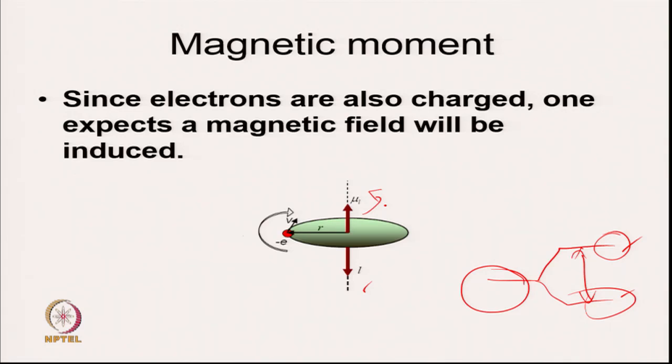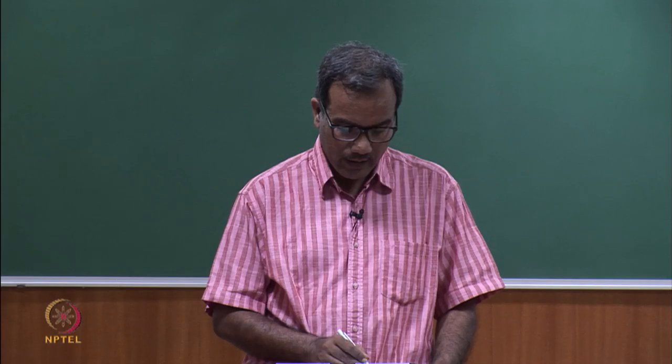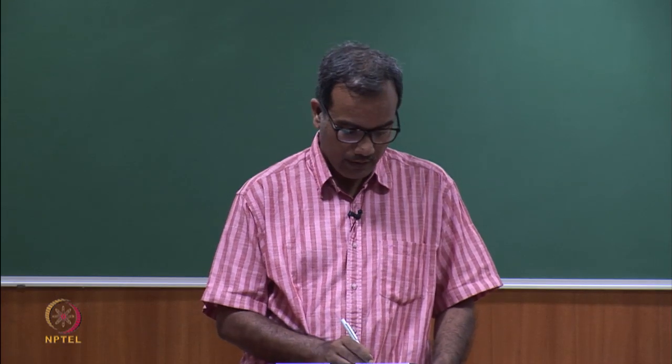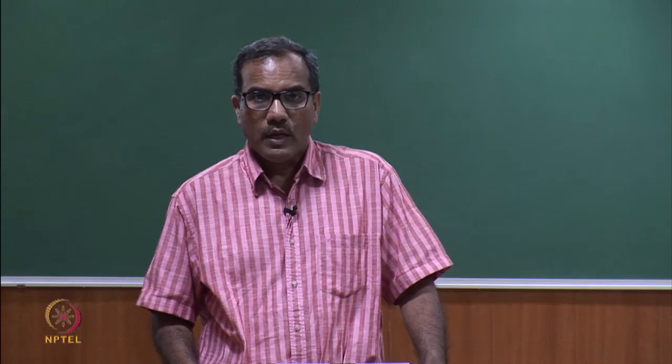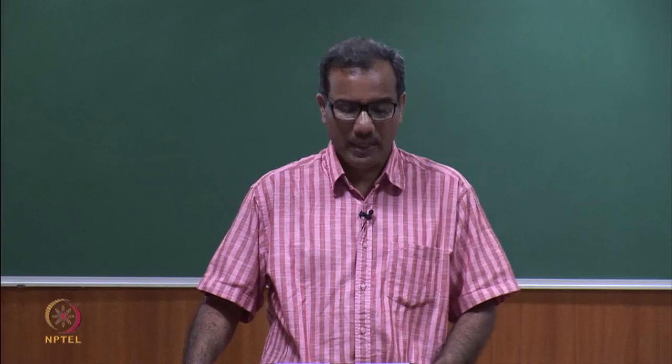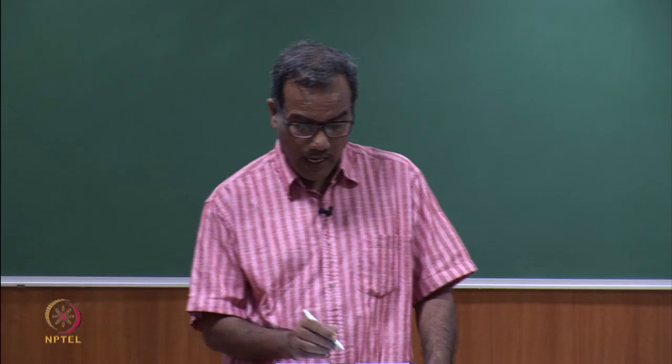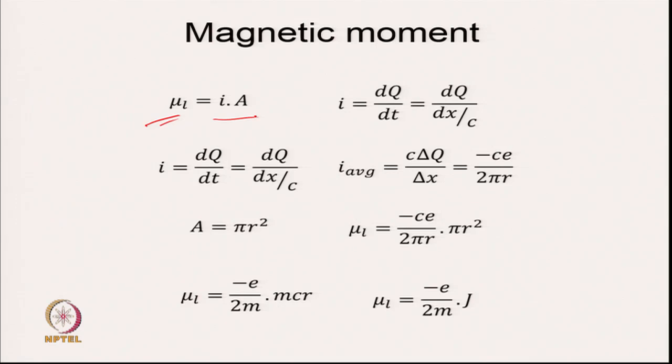First thing is, since electrons are also charged, one would expect a magnetic field to be induced. So, let us calculate the magnetic moment. Magnetic moment is given by this symbol, and the L shows that it is because of the movement in an orbit, not due to spin, and this is equal to I into A, where I is current and A is area. This is the way magnetic moment is calculated.